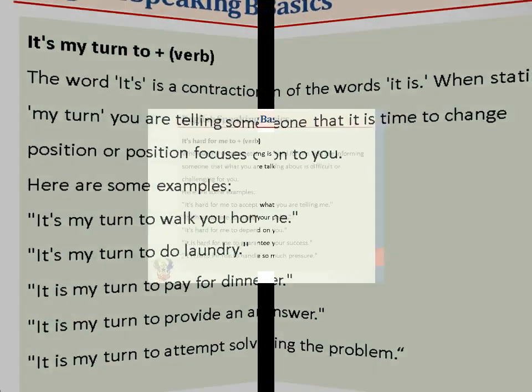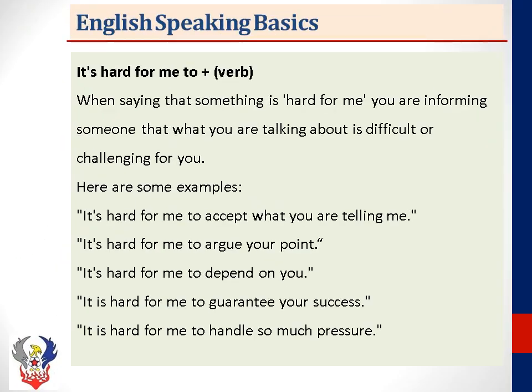It's hard for me to plus verb. When saying that something is hard for me, you are informing someone that what you are talking about is difficult or challenging for you. Here are some examples. It's hard for me to accept what you are telling me.